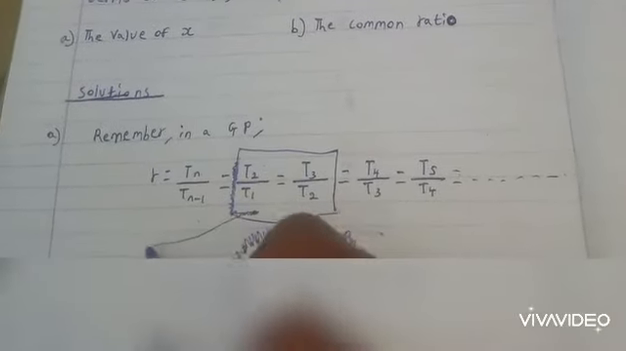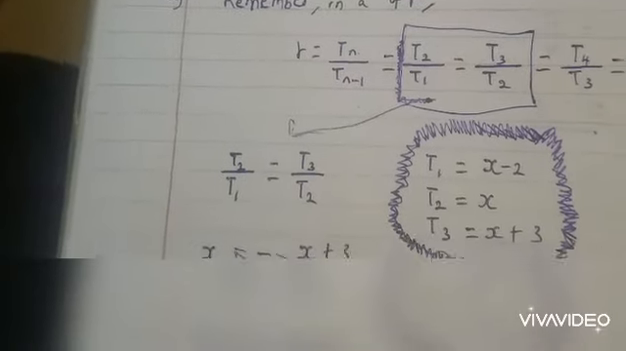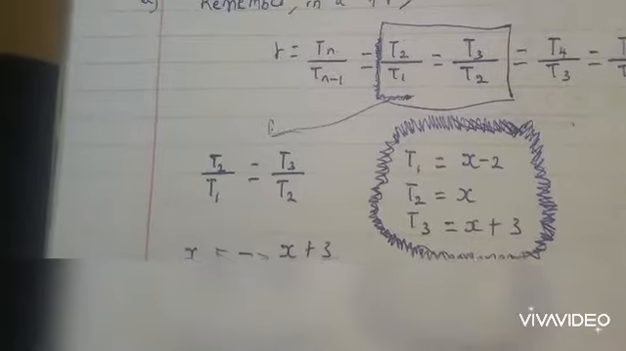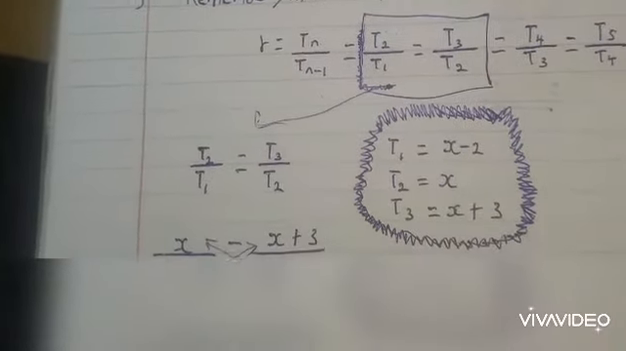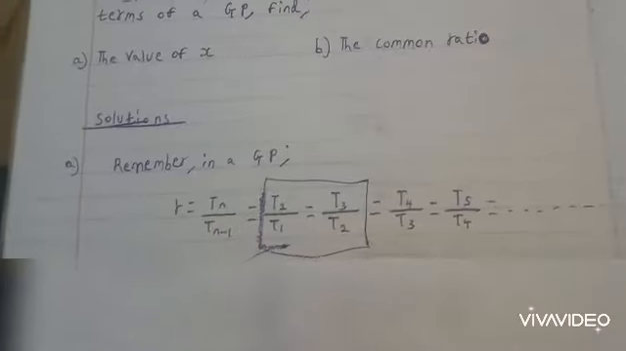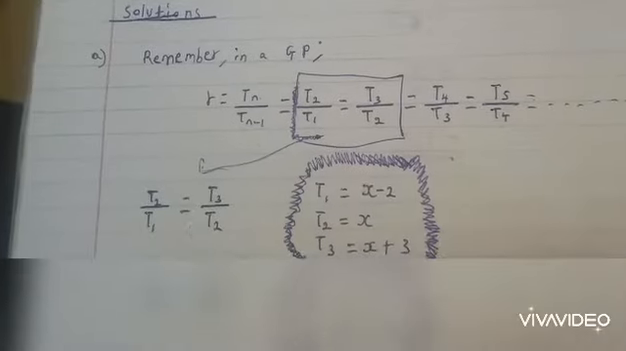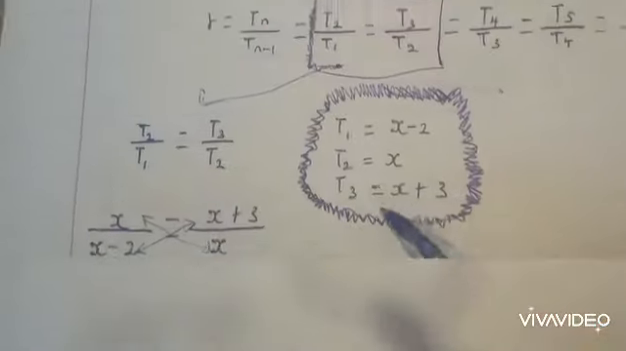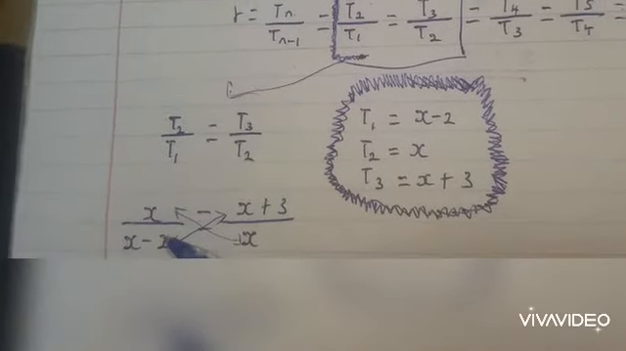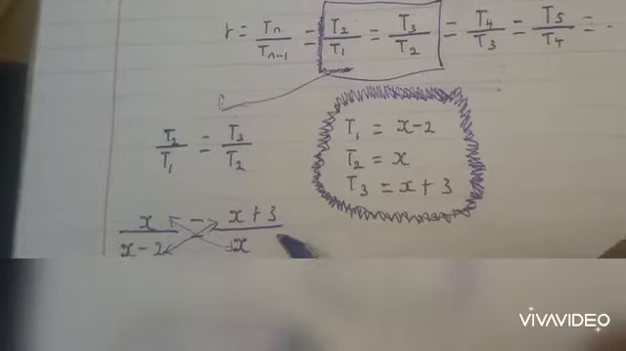So let's take it out. I get this, brought it here. As you can see, I said T2 over T1 equals T3 over T2. T1 is equal to x minus 2, T2 is equal to x, and T3 is equal to x plus 3, as stated in our question. So I just replace these values in there. For T2, I put x. For T1, x minus 2. For T3, x plus 3. For T2, I put x.